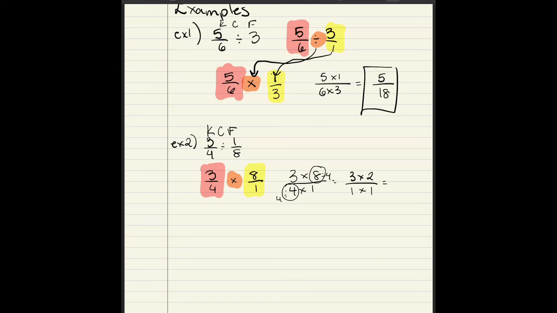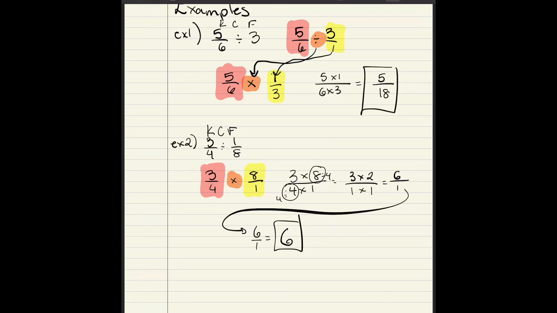So 3 times 2 is 6 over 1, because 1 times 1 is 1. And 6 over 1 is the same as just one whole number, 6. And that is it for this lesson.